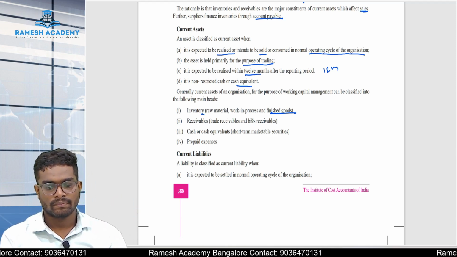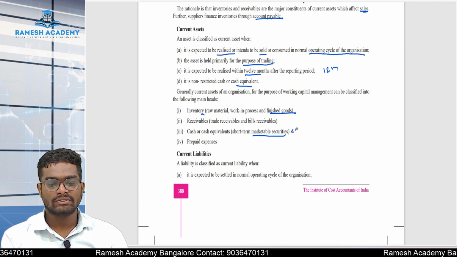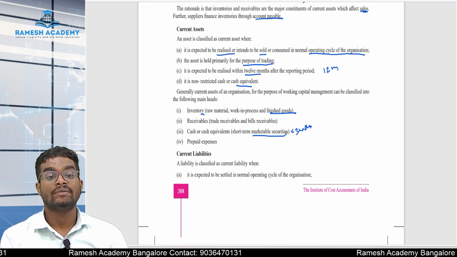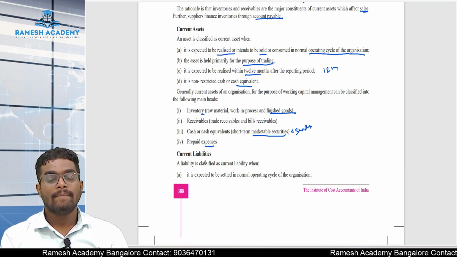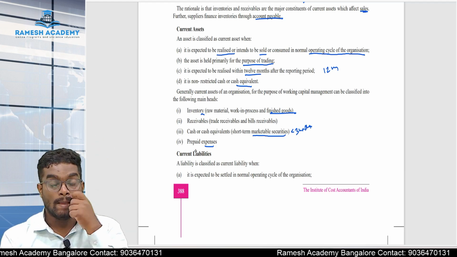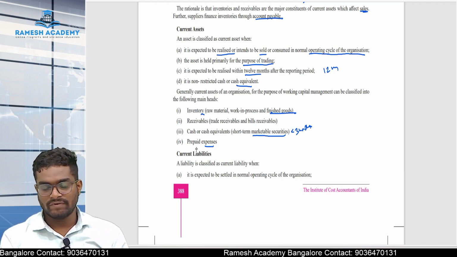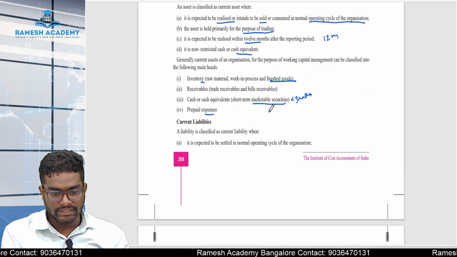Okay. Cash and cash equivalent. Obviously, short-term marketable securities means less than 3 months. So the maturity period should be less than 3 months. And the prepaid expenses. The expenses of next month we have paid today only. That is known as prepaid expenses. Same, so we saw for current asset, now we will see for current liability.